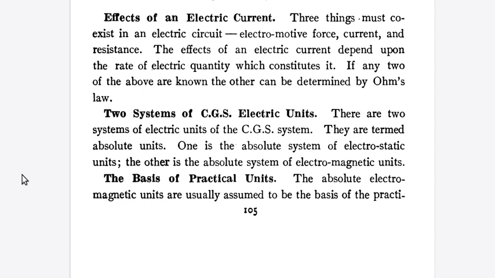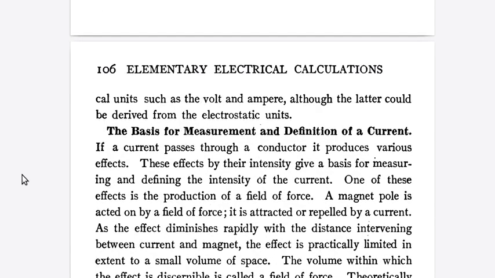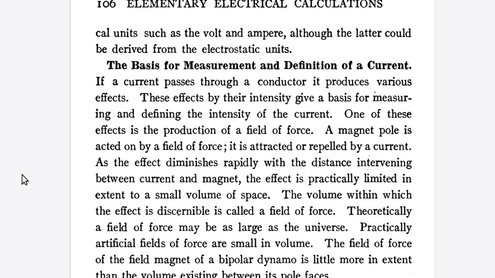The basis of practical units. The absolute electromagnetic units are usually assumed to be the basis of the practical units such as the volt and ampere, although the latter could be derived from the electrostatic units. The basis for measurement and definition of a current: if a current passes through a conductor, it produces various effects. These effects, by their intensity, give a basis for measuring and defining the intensity of the current.